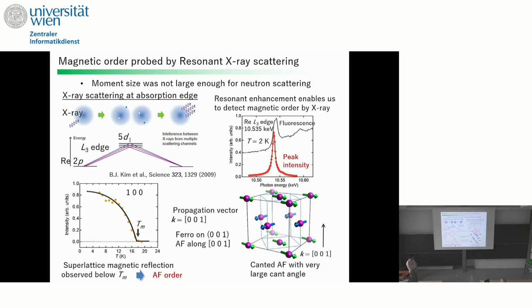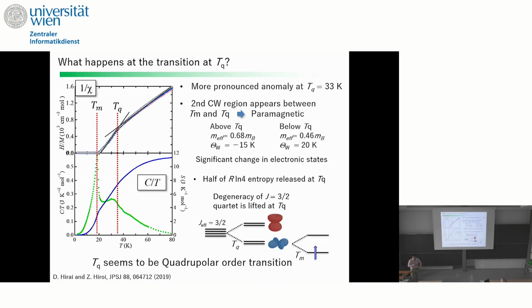And the propagation vector was determined to be 001, which means we have ferromagnetically aligned spins in the 001 plane, and they are stacked antiferromagnetically. But again, we have a considerably large saturation moment. So that means we have large canting. So this unusual magnetic structure was formed in Ba2MgReO6.